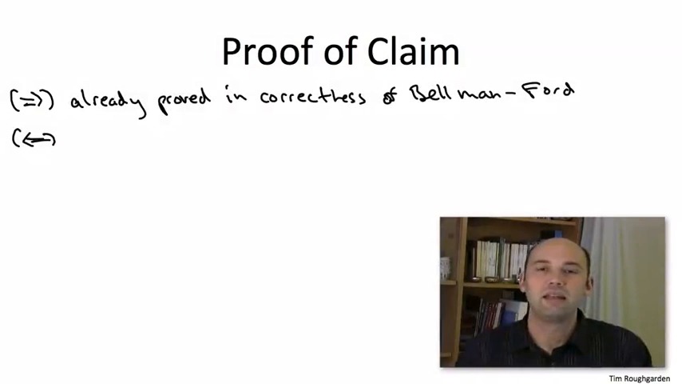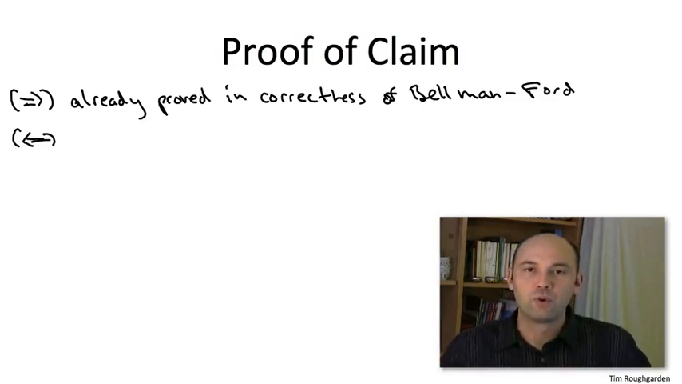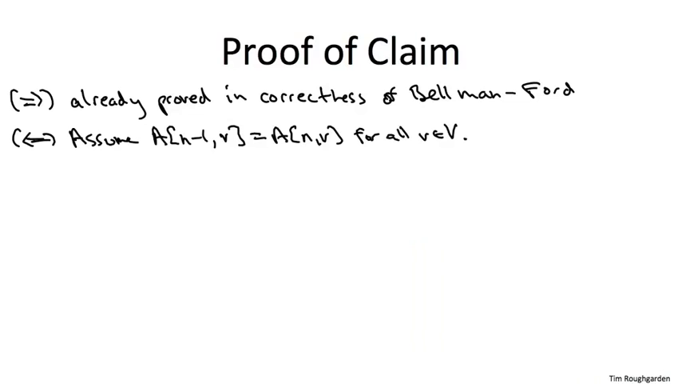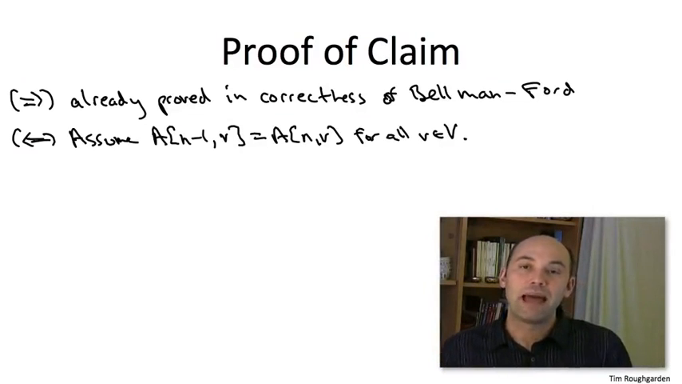The converse is the reverse direction. So let's assume that we run Bellman-Ford for an extra iteration, and none of the subproblem solutions change. Now, I warned you there was this edge case when the input graph doesn't have a path from S to all other vertices and you have infinite distances.